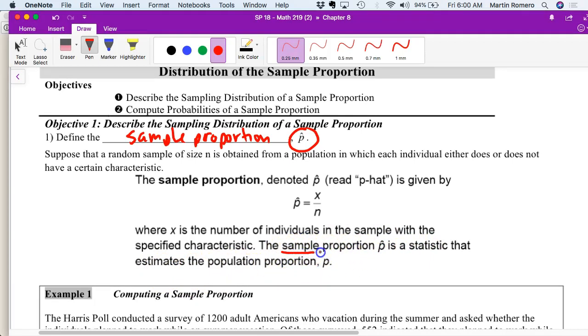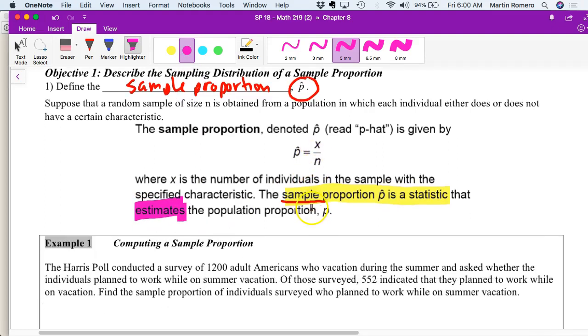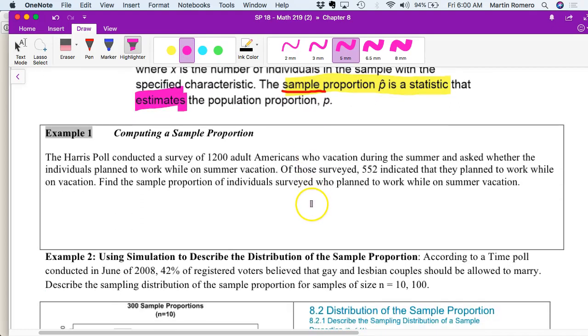Again, we're always interested in statistics to find out what the sample proportion statistic is. The most important thing here is that that statistic estimates the population proportion. We want to know what's going on with the population, and in those cases, we don't have access to the population. So what we do is we conduct a sample. In an instance like this, survey 1,200 adults who vacation during the summer, asked whether individuals plan to work while on summer vacation.